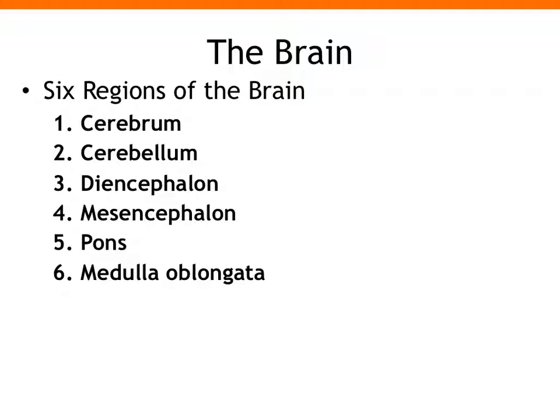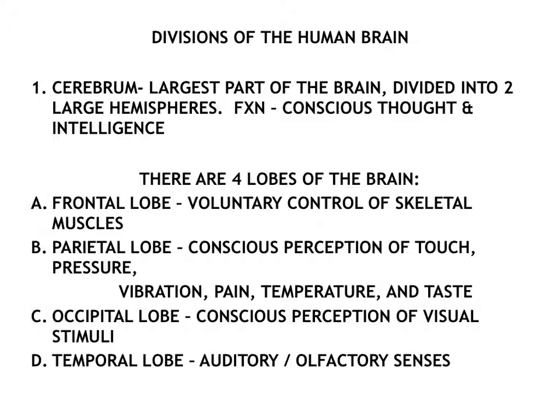The brain has 6 major regions: the cerebrum, the cerebellum, the diencephalon, the mesencephalon, the pons, and the medulla oblongata. The cerebrum is the largest part of the brain. It's divided into 2 large hemispheres. Its primary function is conscious thought and intelligence. There are 4 lobes to the cerebrum.